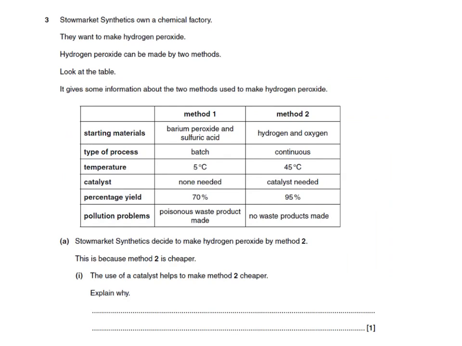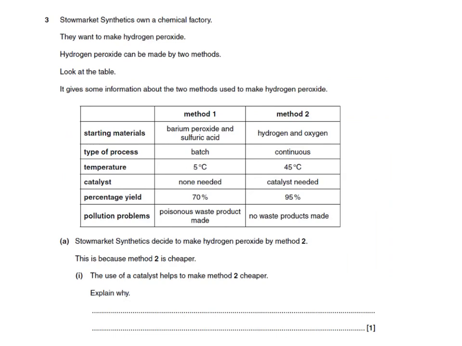Here's a past paper question. Stowmarket Synthetics own a chemical factory. They want to make hydrogen peroxide. It could be made by two methods. Look at the table and it gives some information about the two methods used to make hydrogen peroxide. And then it says Stowmarket Synthetics decide to make hydrogen peroxide by method 2.